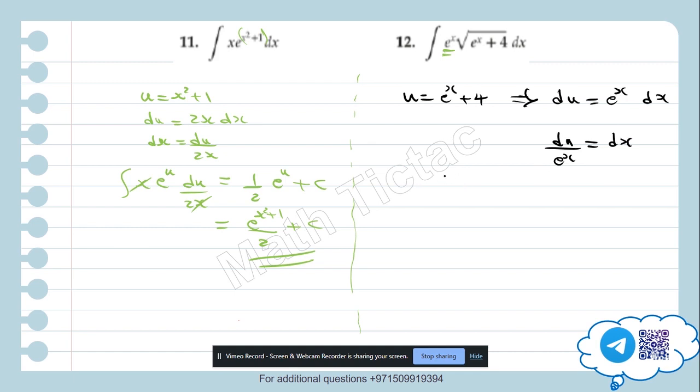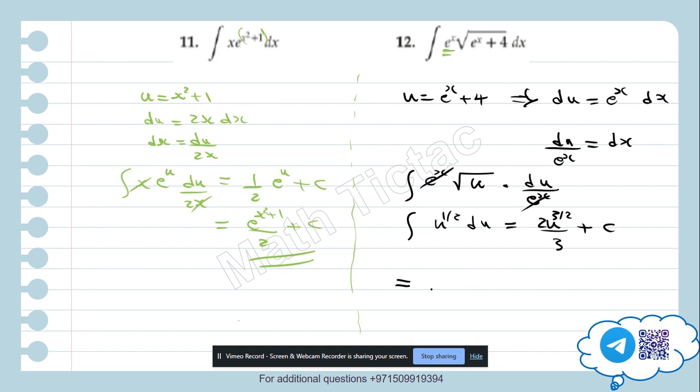Now directly I'll start the substitution. So e to the power x, and here square root of u, multiplied by du over e to the power x. So e to the power x with e to the power x is eliminated. Now the square root of u is the integration of u to the power 1 over 2 du. This is equal to u to the power 1 over 2 plus 1, which is 3 over 2, over 3 over 2, flip the 2, plus c.